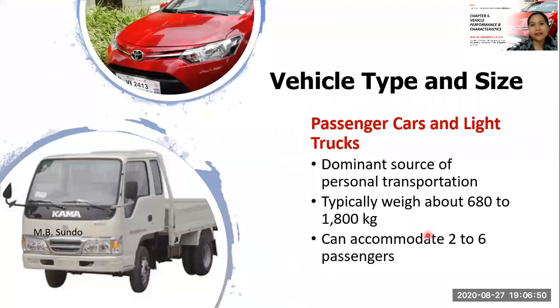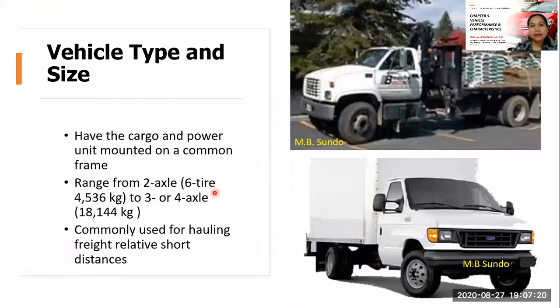The next vehicle type is the passenger cars and the light trucks. This is an example of a passenger car, and this is an example of a light truck. Usually, these dominate the traffic in highways. They typically weigh about 680 to 1,800 kilograms and can accommodate 2 to 6 passengers.